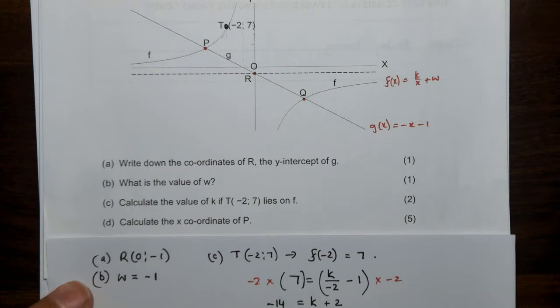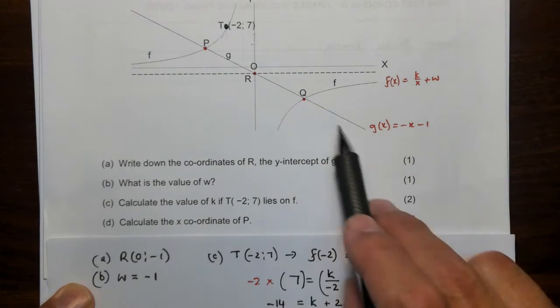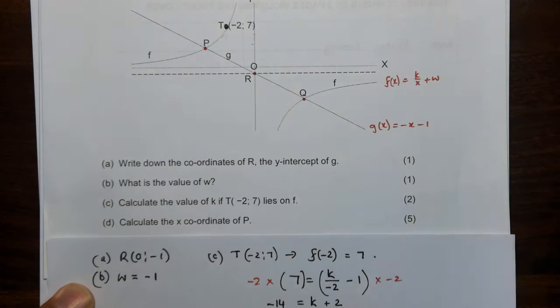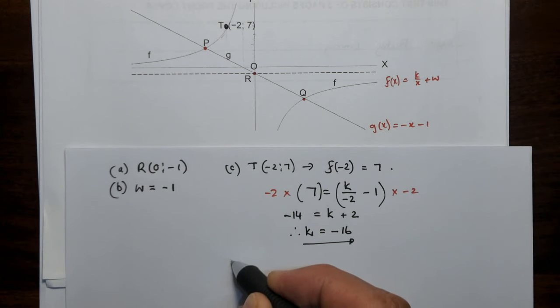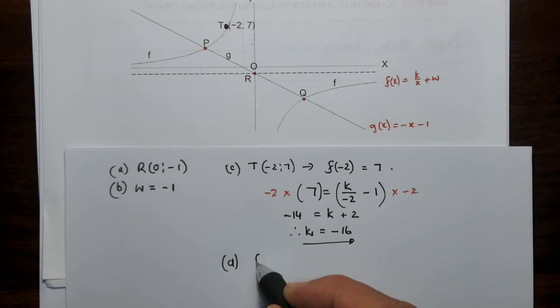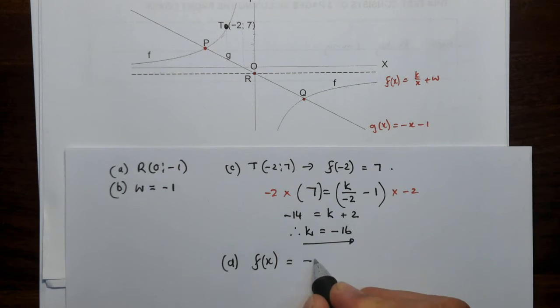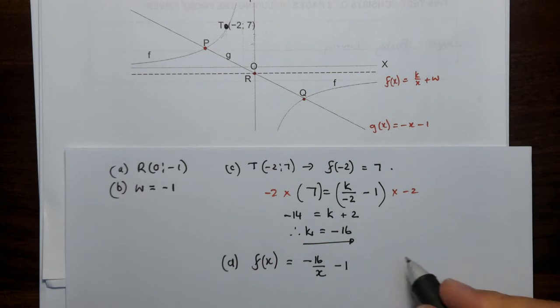The last part, for 5 marks, they're asking us to find the coordinates of P. Now we know that P is where the hyperbola crosses the line. So let's see. We've got the equation for the hyperbola. Let's write it down. F of x is now equal to k, now k is minus 16, over x, the w we found to be minus 1. And we've got g of x. G of x is minus x minus 1.